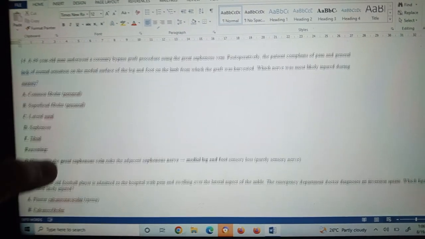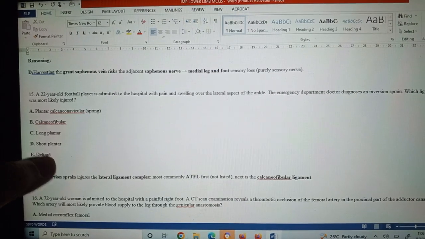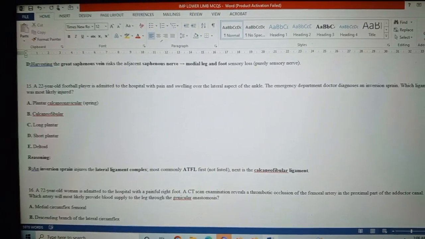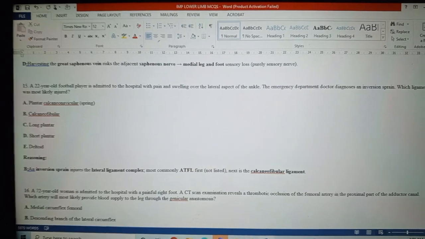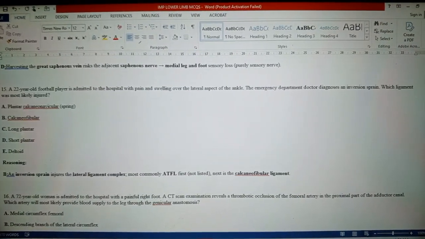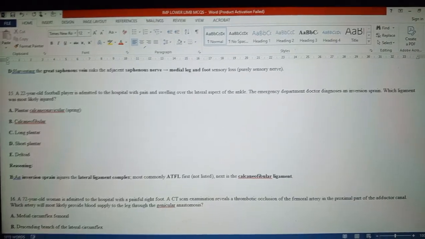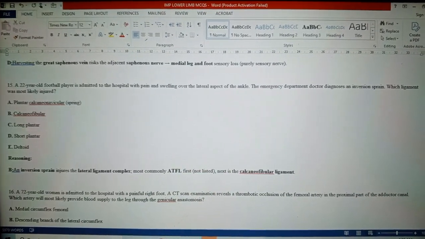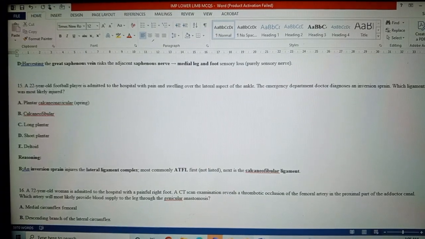Now let's talk about question number 15. A 22-year-old football player is admitted to the hospital with pain and swelling over the lateral aspect of the ankle. The emergency department doctor diagnoses an inversion sprain. Which ligament was most likely injured? Now, which ligament is injured?